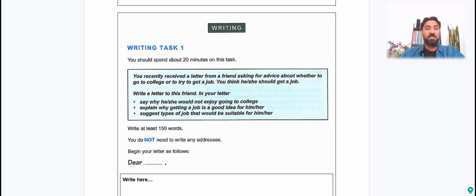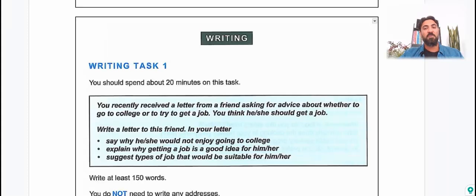Now, the writing, as you can see, this is a task 1 writing for the general exam. So you spent 20 minutes on this. You recently received a letter from a friend asking for advice about whether to go to college or to try to get a job. You think this person should get a job. So now you should write a letter to this friend, and in your letter, say why you think that this person would not enjoy going to college. Explain why you think getting a job is a good idea for this person, and suggest the types of jobs that would be suitable for your friend. So this is what you have to write.